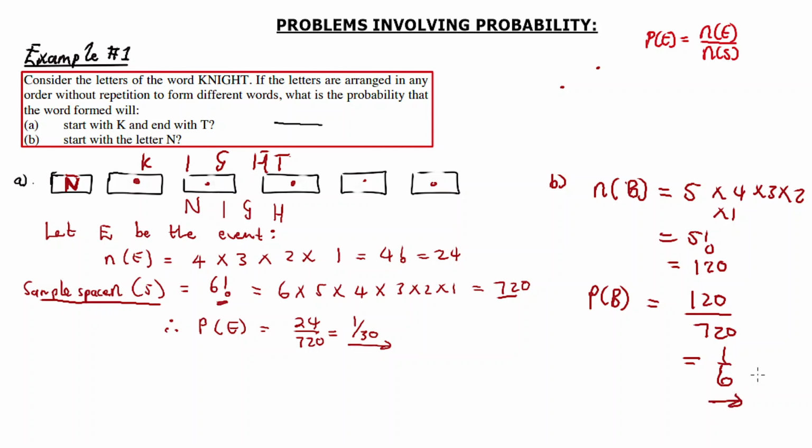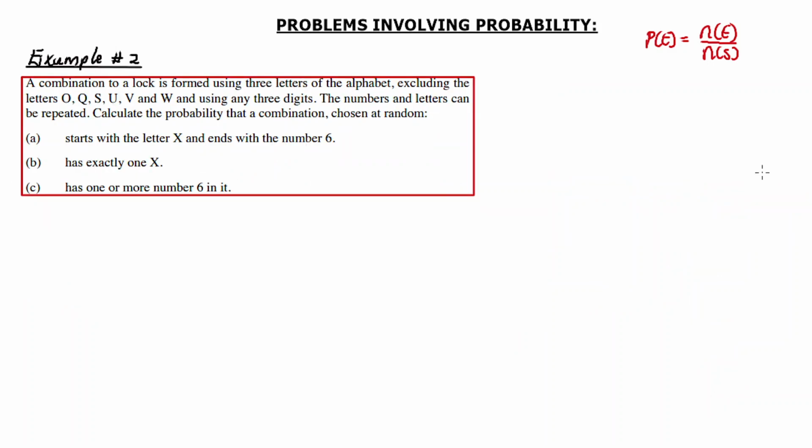Right? Example number 2. A combination to a lock is formed using 3 letters of the alphabet, excluding O, Q, S, U, V, and W, and using 3 digits. The numbers and letters can be repeated. Calculate the probability that a combination chosen at random starts with the letter X and ends with the number 9.